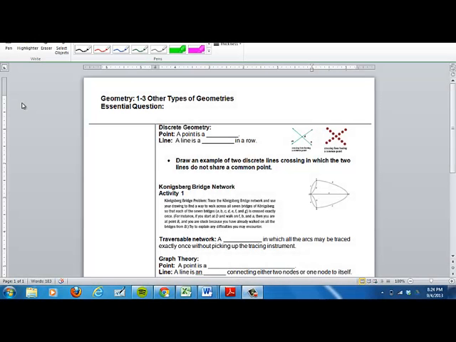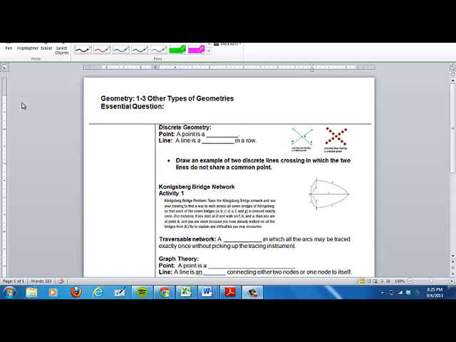Alright, this is the Notes for Geometry section 1-3, other types of geometry. What we want to do in this section is look at two types of geometry, discrete geometry and graph theory, which are both what we would call non-Euclidean geometries. Now, in order for us to do that, let's first go back and look at what geometry is.